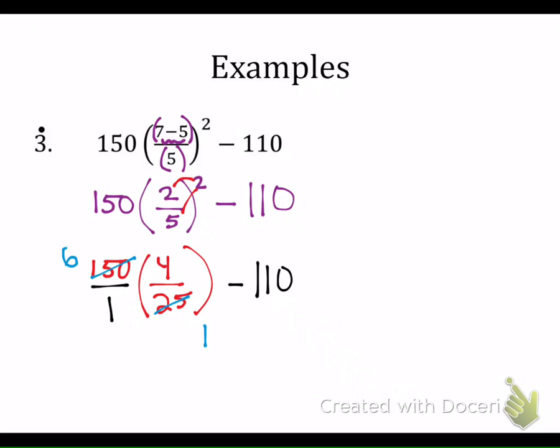Now I can multiply across the top. So 6 times 4, that gives me 24. Over 1, I'm not going to keep the over 1 part. And then minus 110. So I have a positive number minus an even larger number. So I know my answer is going to be in the negative. So you can subtract these numbers and we end up with negative 86 on this one.